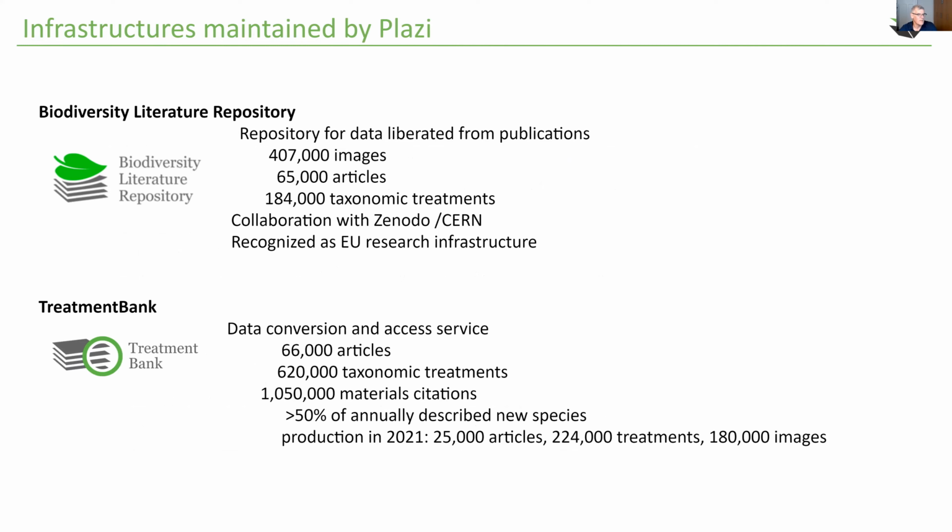To do that, we built the Biodiversity Literature Repository. I mentioned already, that's a collaboration with CERN. Right now, it has 400,000 images, 65,000 articles, and something like 184,000 treatments. We run our own TreatmentBank, a processing facility where we have about the same number of articles, but we have 620,000 taxonomic treatments and about 1 million material citations. The difference is because there is a quality control step in between. We don't just upload everything which came out automatically, but we have rigorous quality control, so we only let things up which are compliant with our standards.